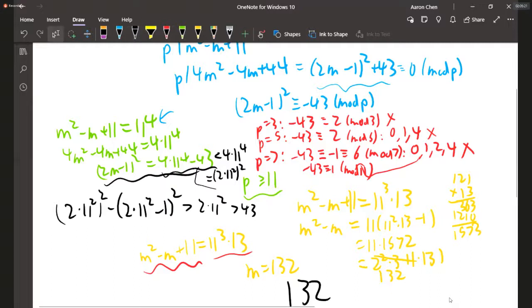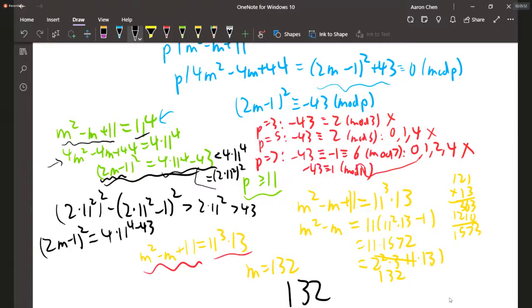So does anyone have any questions about this problem? So why was the 11 to the 4th not valid? What was the reasoning that led to the conclusion that it was not valid? So here, m squared minus m plus 11 equals 11 to the 4th. We multiplied both sides by 4 and then subtracted 43 from both sides. And so (2m minus 1) squared is equal to 4 times 11 to the 4th minus 43.